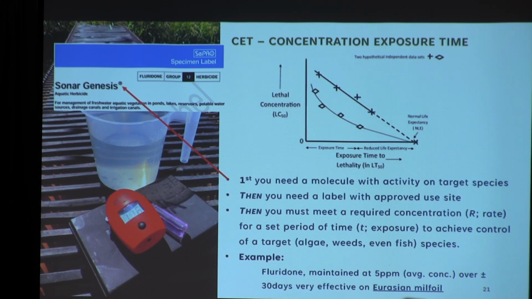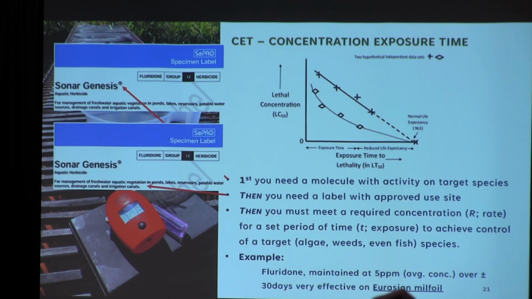On the label, right? Second, we need a label that has approved use sites on it. And this is really important in our world because all aquatic sites are not equal, right? I work in irrigation ditches all the time, and people bring me labels. Well, hey, this says ditch. A drainage ditch is not an irrigation ditch, and that speaks to the risk of what it is exactly we're doing in the environment. So we need a label that is approved for my use site.